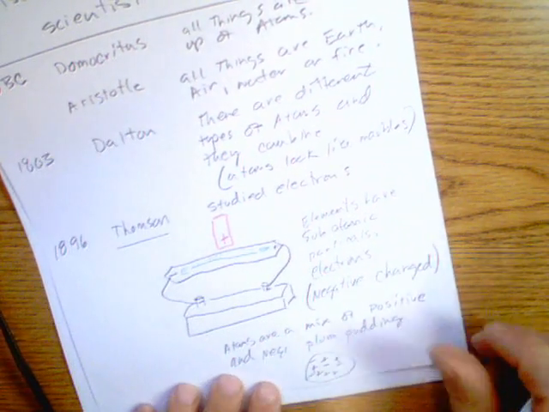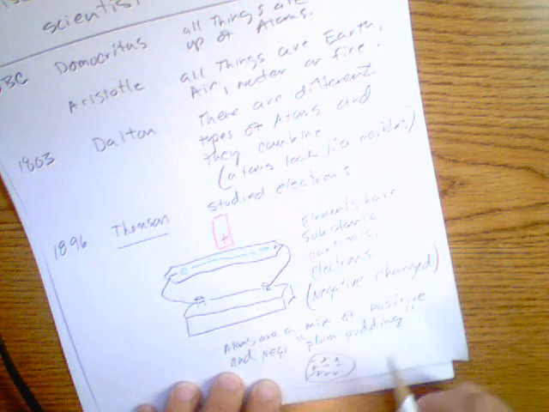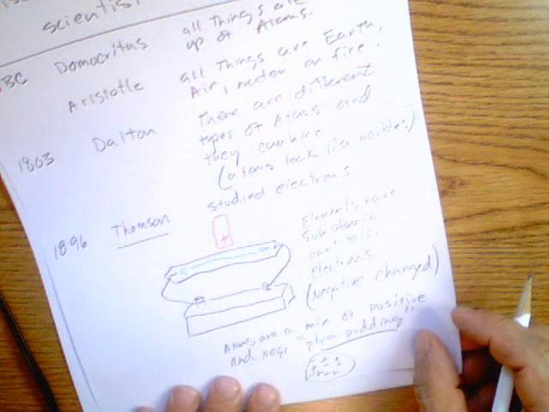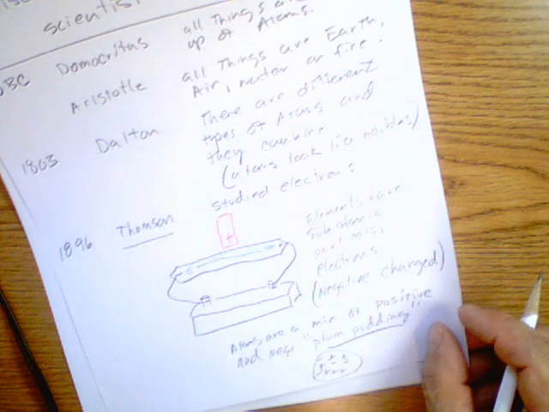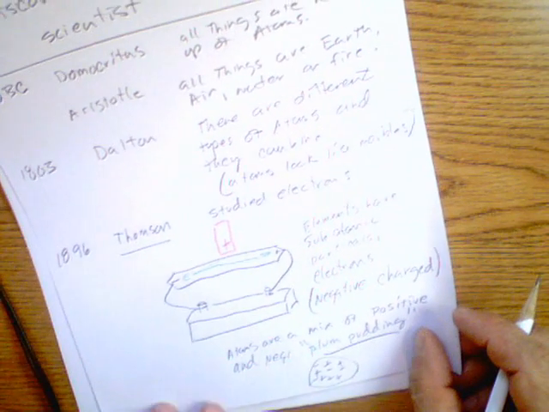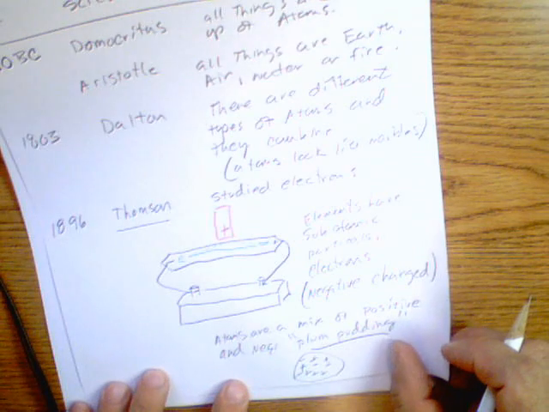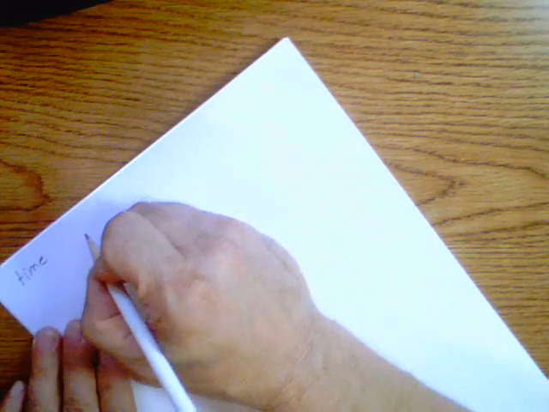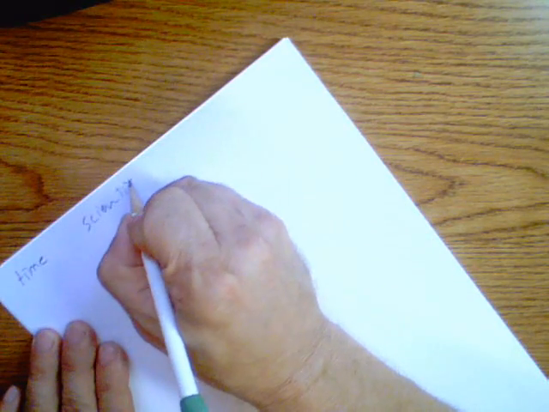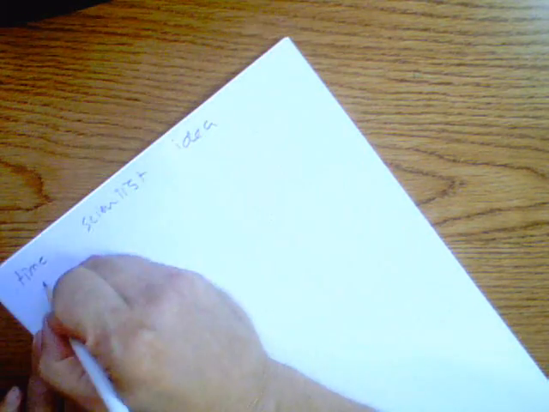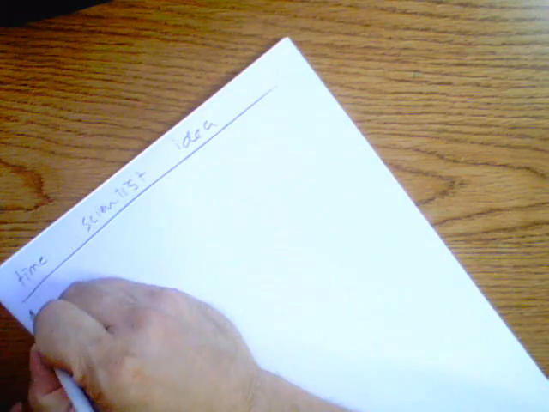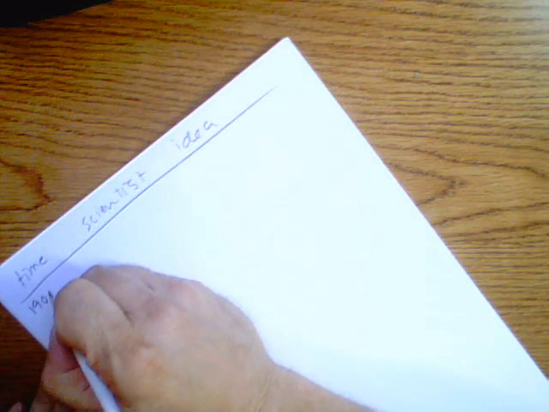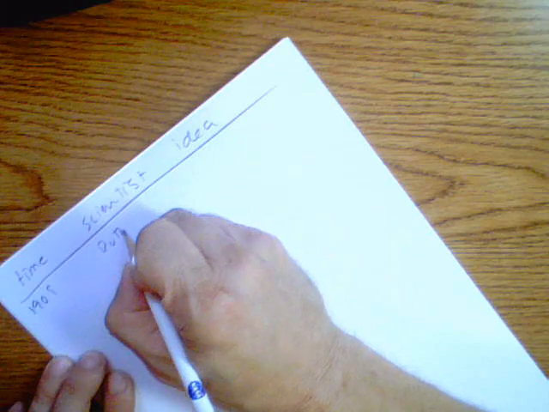All right, the plum pudding is a term that comes up quite frequently. It's the first step in discovering the structure of an atom, and for its time it was forward thinking. However, we now know it was inaccurate. Okay, so let's continue with our timeline. And 1909, Rutherford.